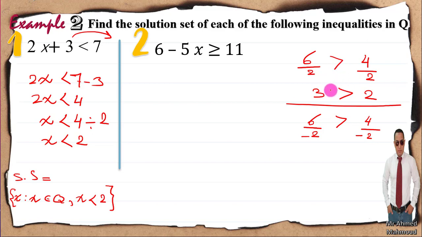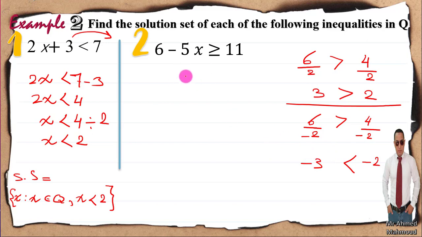But now 6 divided by negative 2 equals negative 3. 4 divided by negative 2 equals negative 2. Which one is bigger? It's negative 2. Oh, now the sign has changed. So when I divide by a negative, the sign will be changed. Again, when I divide by a negative, the sign will be changed.